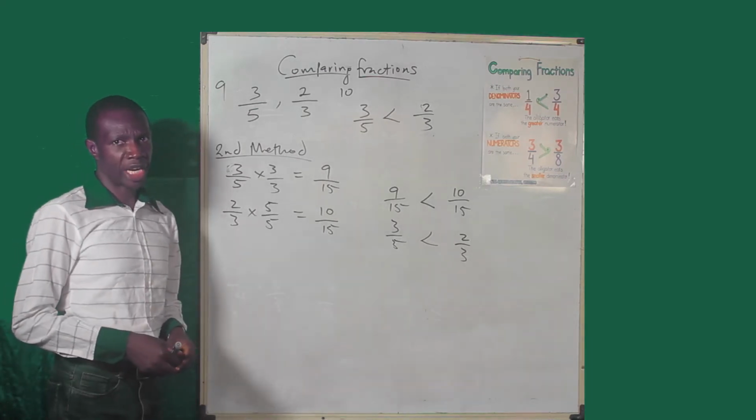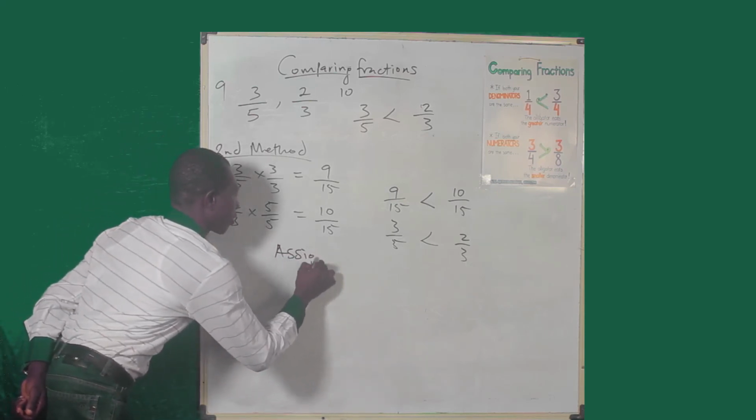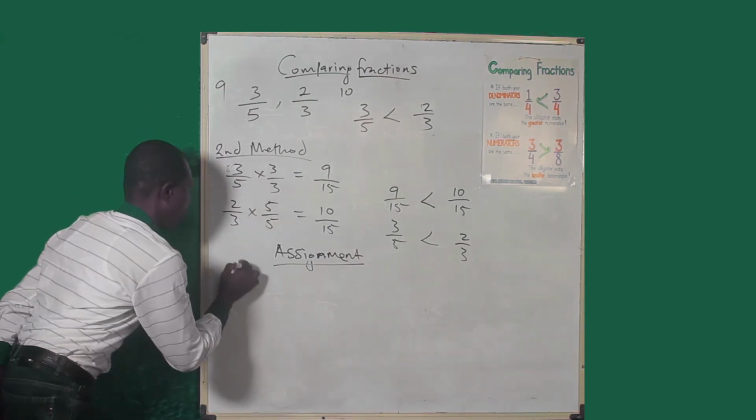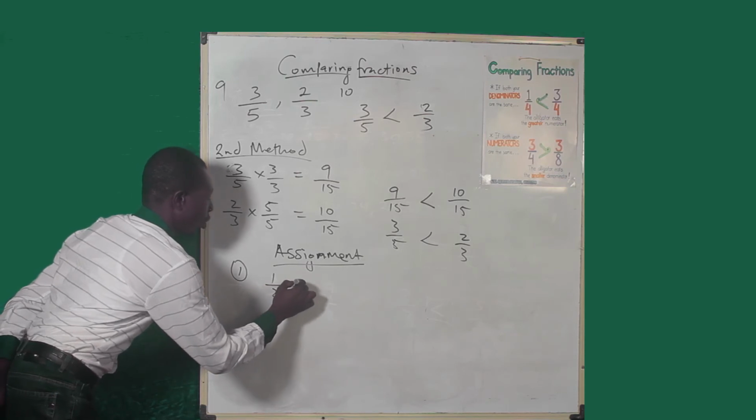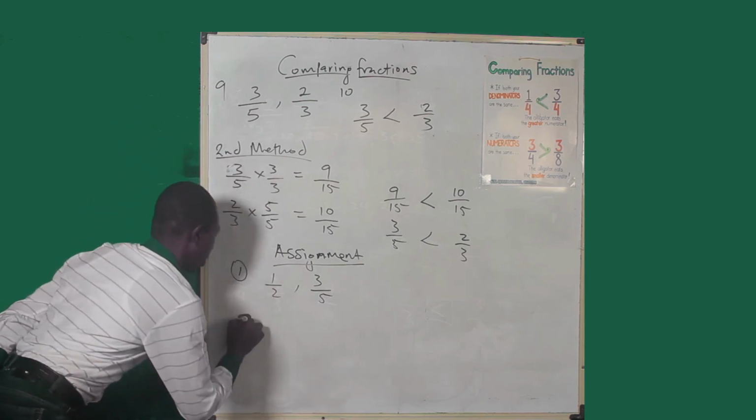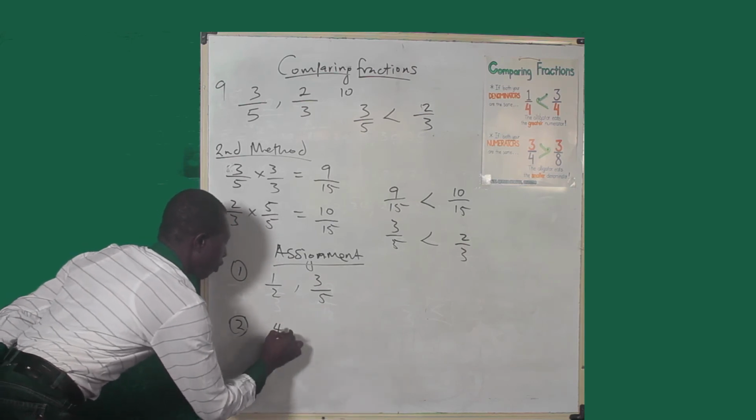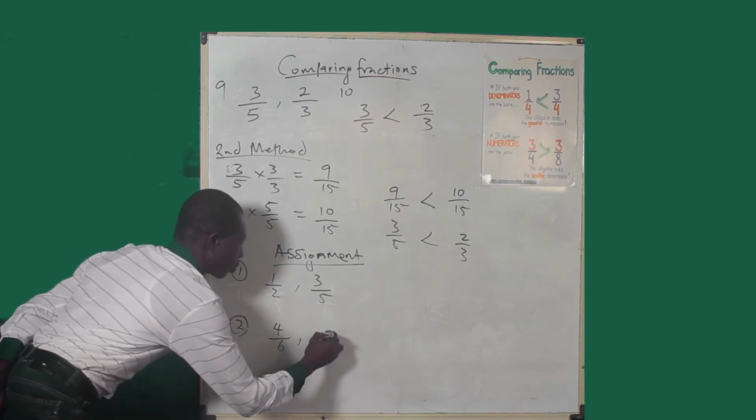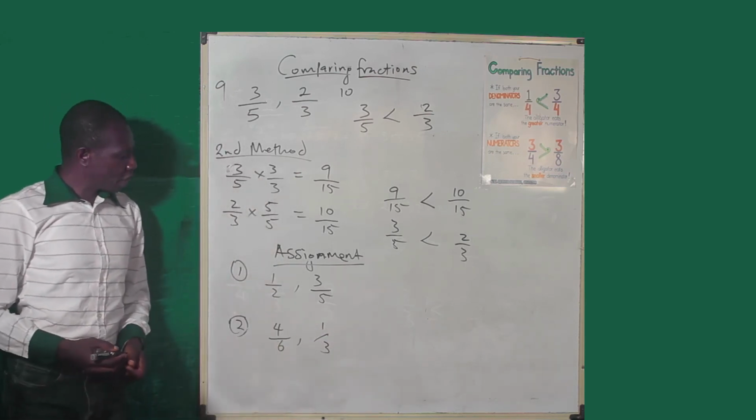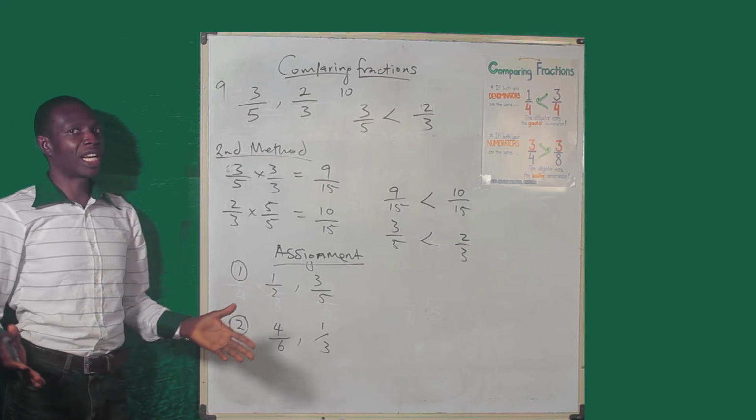I'm going to give you some to try at home. Why not do this for me? Supposing you have 1 over 2 compared with 3 over 5. Then the second one, 4 over 6 compared with 1 over 3. Give this one a trial. I am sure you'll be able to easily get which one is a bigger fraction.